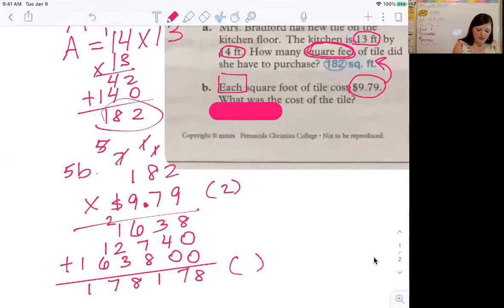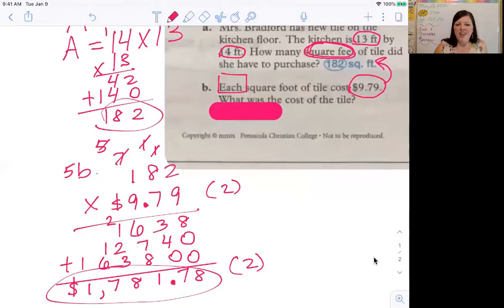Go back to the part. Go over 2 digits, 1, 2, decimal point. Now count to 3. 1, 2, 3, comma, dollar sign, circle. Wow. $1,781.78 for the kitchen floor alone.